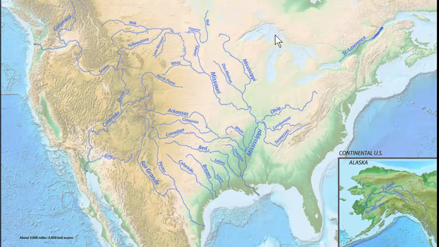So we have the Great Lakes. We've got Lake Superior. We've got Lake Michigan. We've got Lake Huron. We've got Lake Erie. And then we've got Lake Ontario. So those are our five Great Lakes, which each connect to each other, naturally or via little canals, which eventually connect to the St. Lawrence River, which then connects to the Atlantic Ocean.